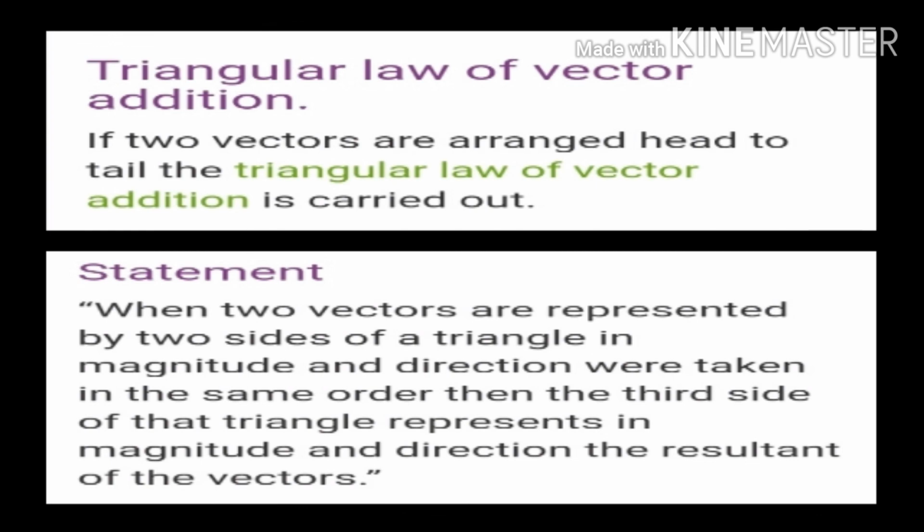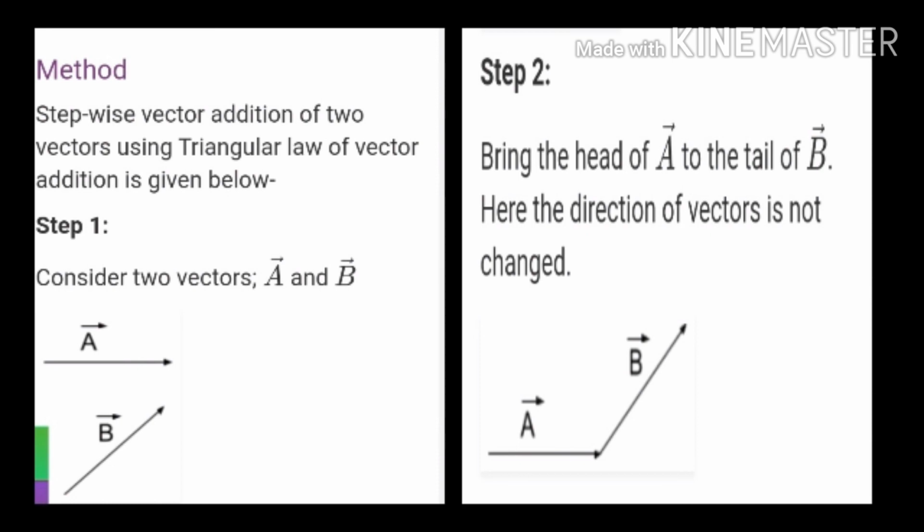If two vectors are arranged head to tail, the triangular law of vector addition is carried out. And its statement is: when two vectors are represented by two sides of a triangle in magnitude and direction, taken in the same order, then the third side of that triangle represents in magnitude and direction the resultant of the vectors. So this is the statement of the triangular law of vector addition. Now move towards the method. Stepwise vector addition of two vectors using the triangular law of vector addition is given below. And our first step is, consider two vectors A and B.